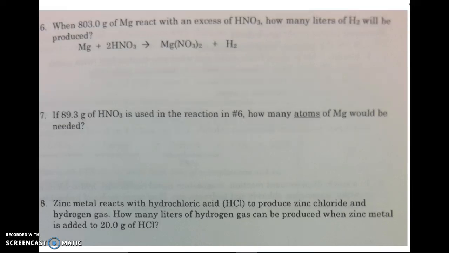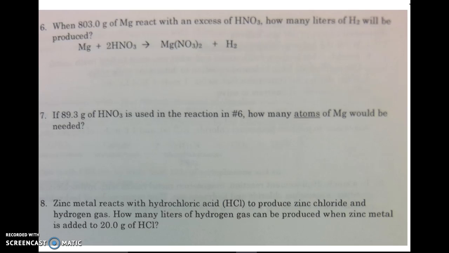Okay, now we're dealing with mixed stoichiometry problems. So now we have the full combination of the mole concept along with stoichiometry. So now we could be dealing with units of mass, so grams, units of volume, liters, milliliters, centimeters cubed, and particles, so atoms, molecules, or formula units. So we have the full integration of everything that we learned with the mole concept in stoichiometry.